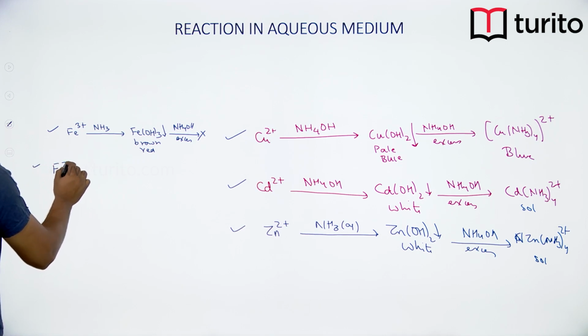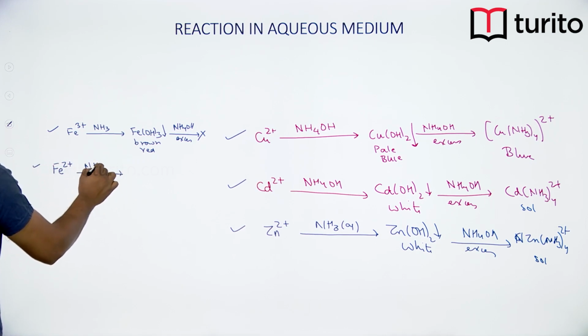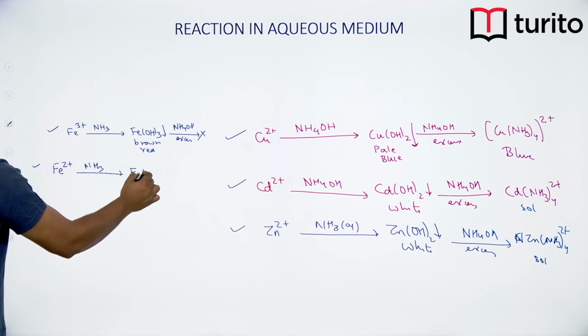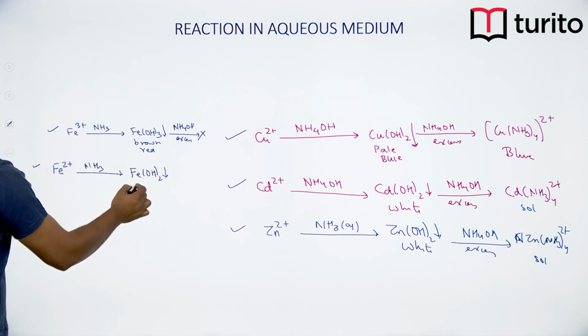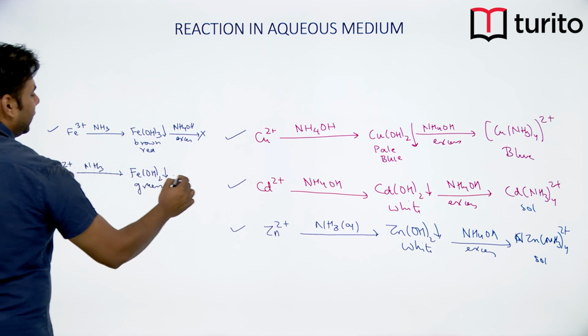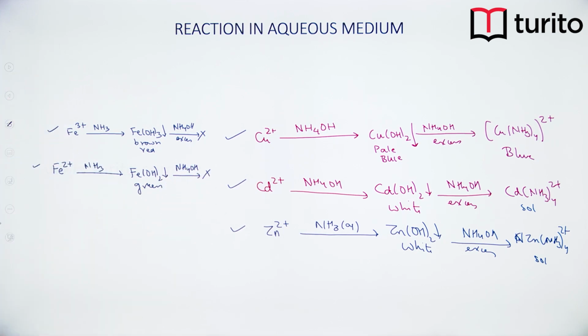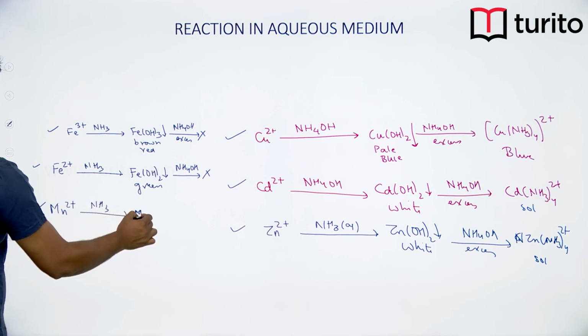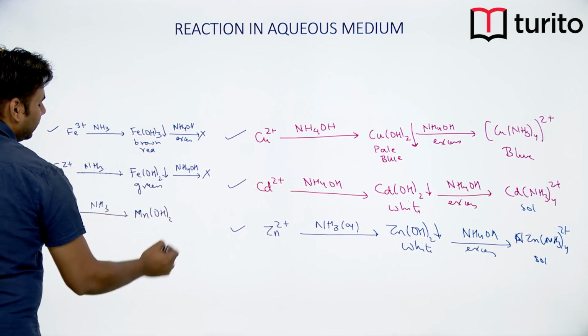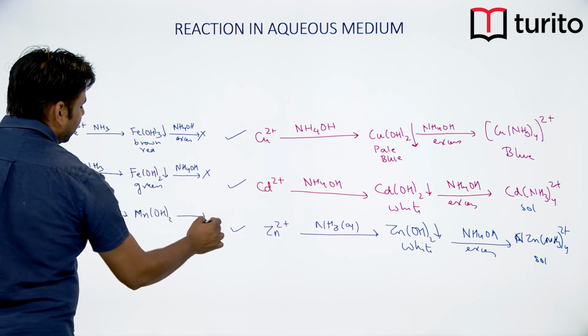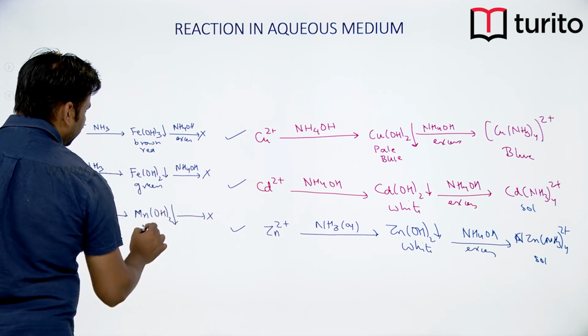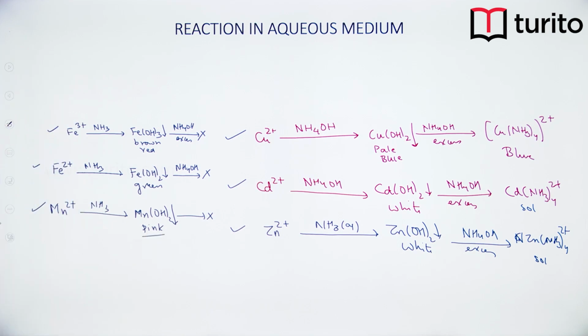Similarly, if you take iron 2 plus and react with aqueous ammonia, you get Fe(OH)2. Iron 2 plus compounds are generally green in color. When you react it with excess NH4OH, it does not dissolve. Similarly, if you take Mn2 plus and react with ammonia, you get Mn(OH)2. Mn2 plus basically has a slight pink type of color.